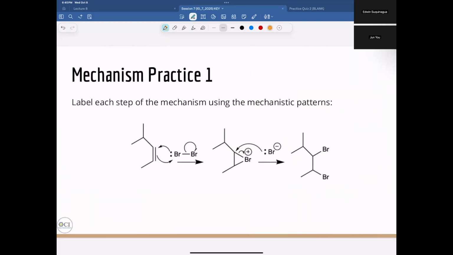All right, we're gonna do that again. Give you all a couple minutes on this, and then we'll go over it. All right, let's go over this. So the first thing is we're looking at this. This is a nucleophilic attack followed by a nucleophilic attack. There's two nucleophilic attacks going on right here.